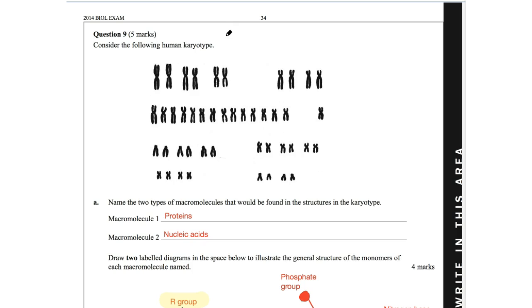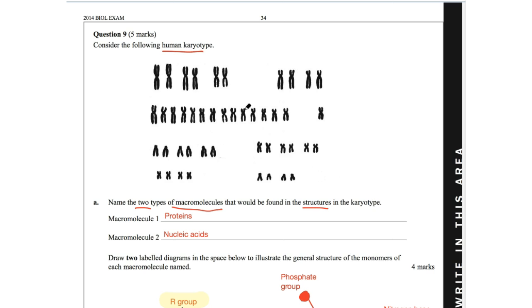Question 9. Consider the following human karyotype. So what we're going to look at first is, given a karyotype, we're going to be asked questions about that. So name the two types of macromolecules that would be found in these structures in the karyotype. So what are these structures?